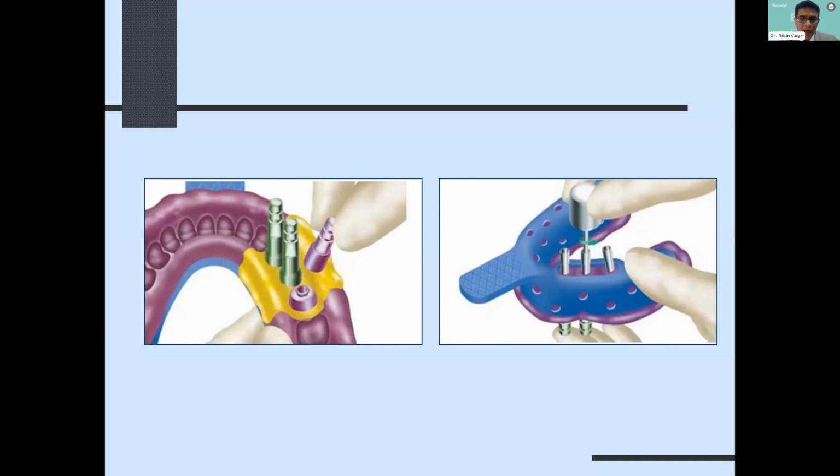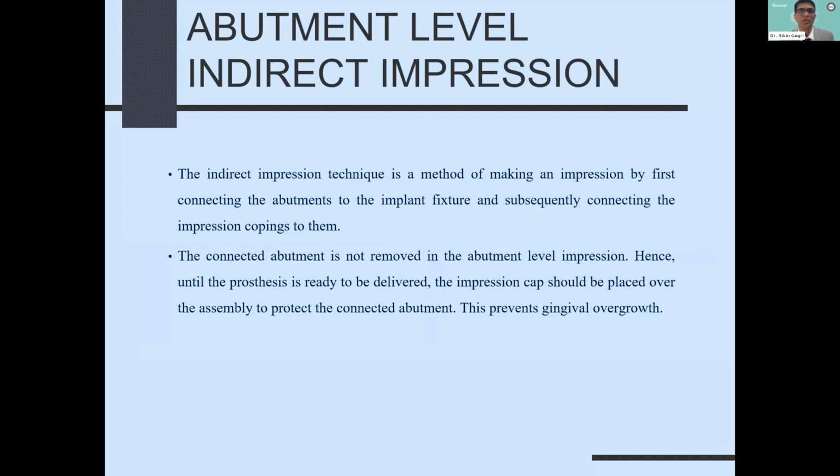This is how the lab analog or the implant analog fits onto the open tray copings, and you can transfer the information. So the indirect impression technique is a method of making an impression by first connecting the abutment to the implant fixture and subsequently connecting the impression copings to them.